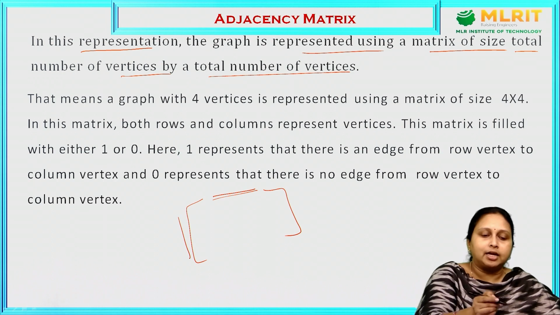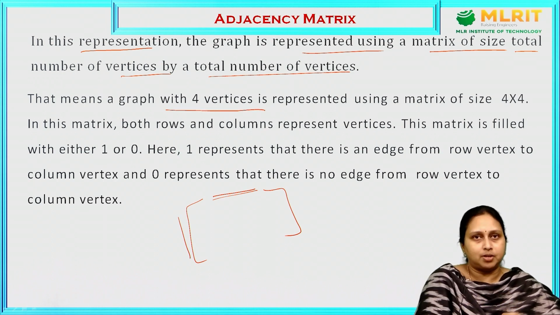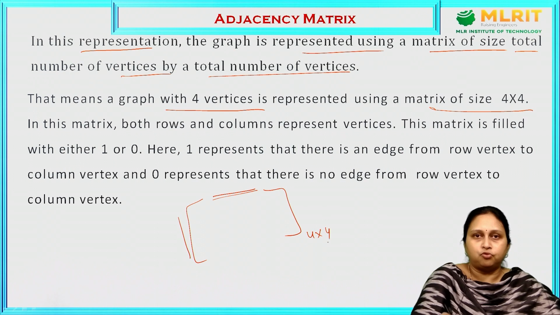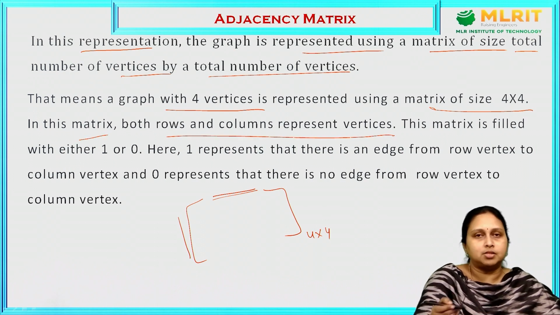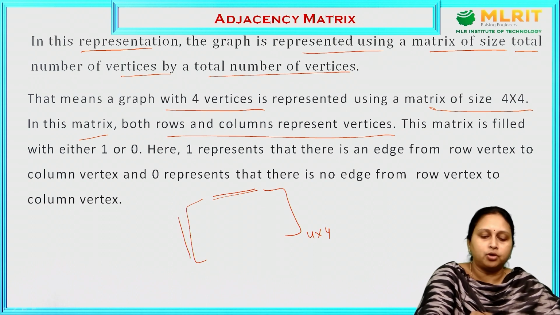That means if I want to represent a graph with 4 vertices, how are we going to write it? With a size of 4 by 4, that means the matrix size will be 4 by 4. And in this matrix, both rows and columns represent the same vertices. Suppose I am going to have a graph with 4 vertices A, B, C, D.